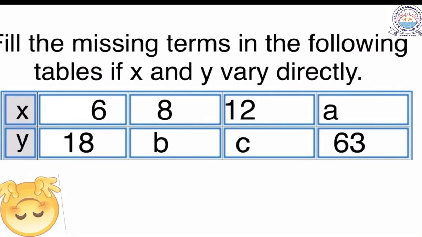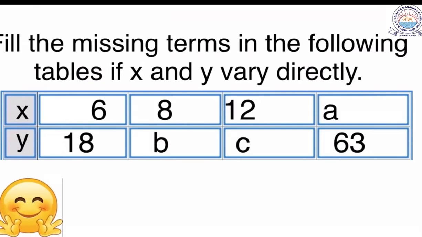Very first question. Find the missing terms in the following table if x and y vary directly. The values of x and y are given in the table. For x: 6, 8, 12, and for the blank we have assumed the value a. And for y: 18, for the blanks we have assumed b and c, and at last the value is 63.